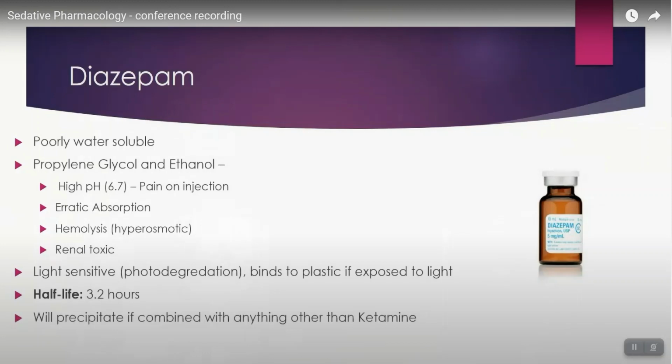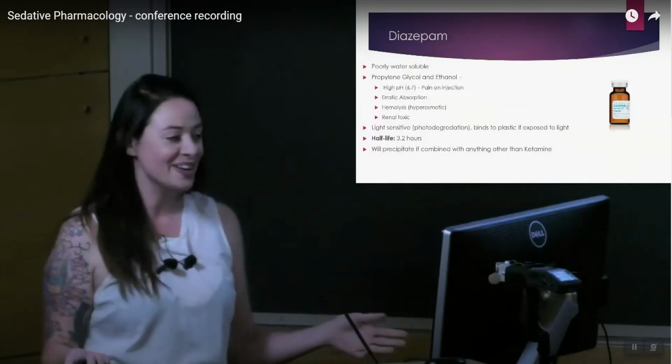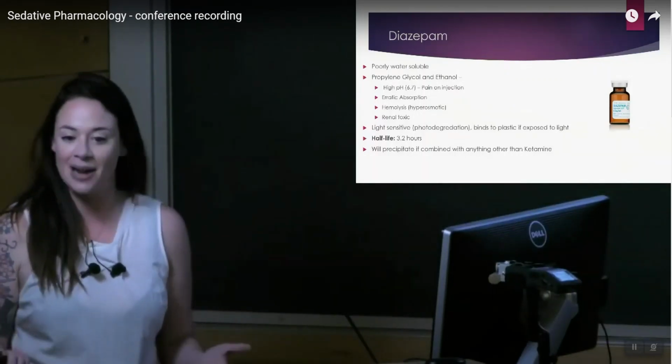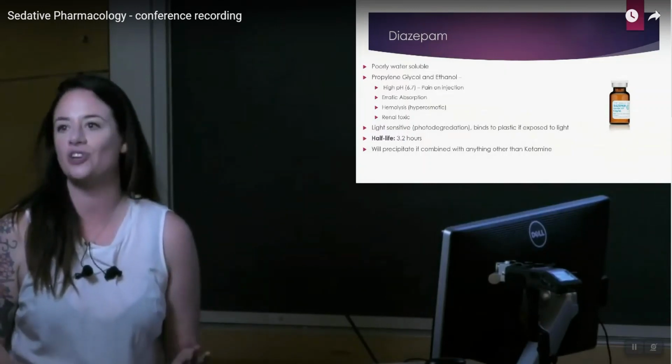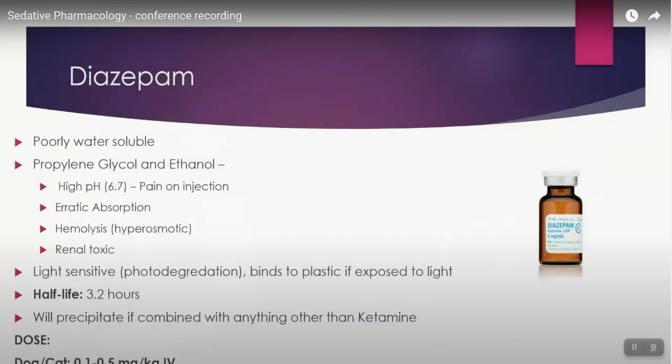It's going to precipitate if combined with anything other than ketamine. Does anyone know why? No one does. Trick question. For whatever reason, it just can be combined with ketamine, but nothing else. So that's the only drug that you can combine diazepam with. And our dose in dogs and cats is 0.1 to 0.5 mg per kg IV only. Any questions about diazepam?